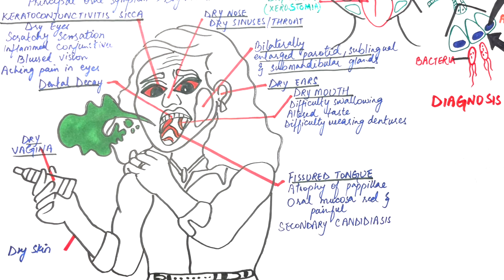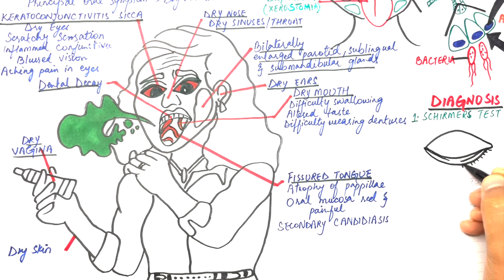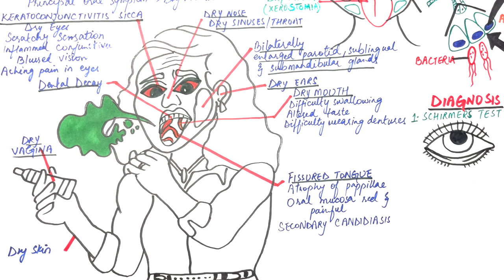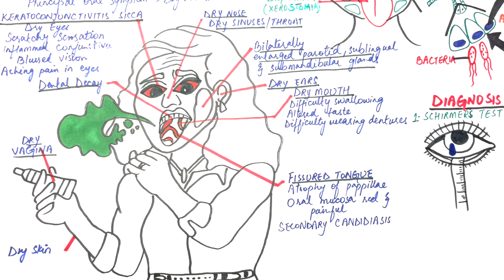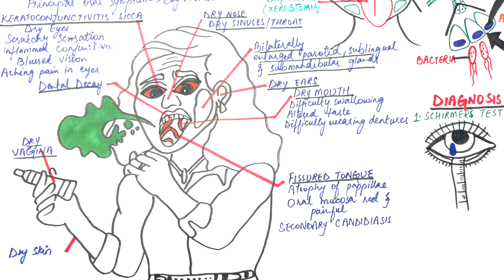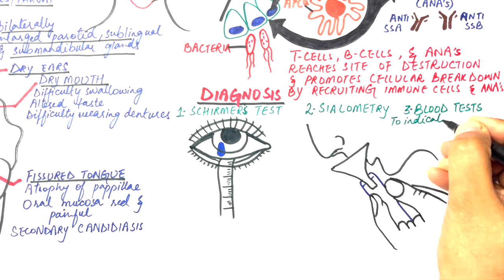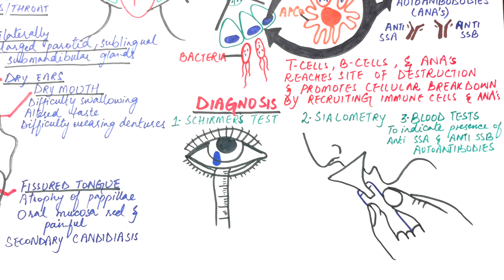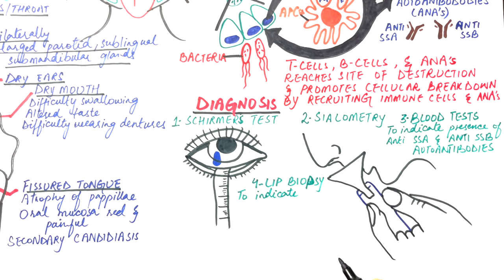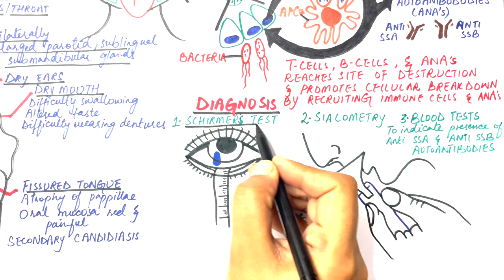Schirmer's test can be used to assess the flow of tears and is done by holding a strip of paper under the eye and measuring the amount of tears over a period of time. Similarly, salivometry can be done to measure salivary flow. And blood tests, of course, can be used to indicate the presence of anti-SSA and anti-SSB autoantibodies. Lip biopsy indicates infiltration of minor salivary glands with immune cells.